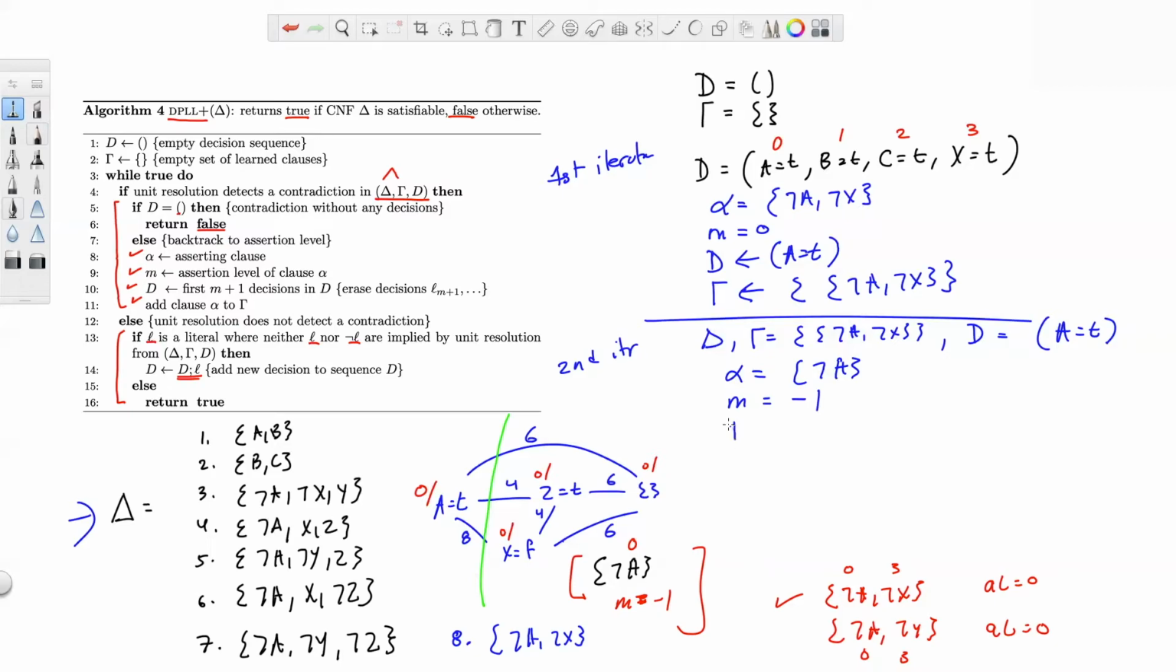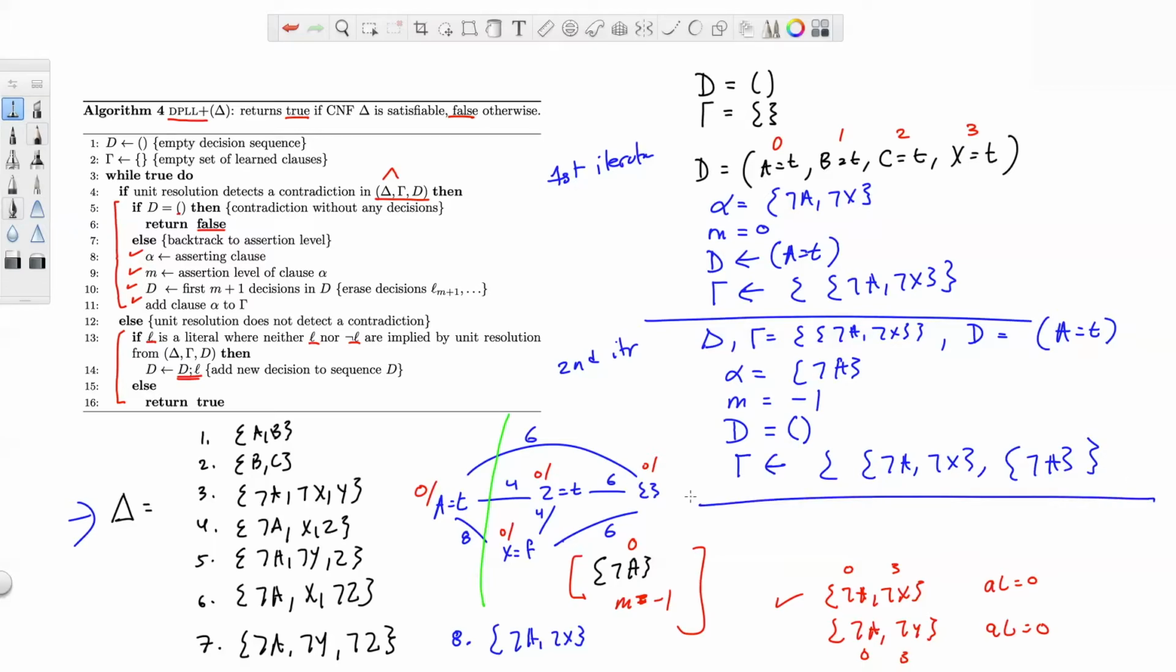Let's see what happens to the decision sequence. We keep the first -1 + 1, so 0, decisions, which means the sequence is empty. I'm erasing the decision A equals true, and now my augmented clause set ends up being not X and not A. This is what happens in this case. I finish this iteration and go back to execute the third iteration. What happened is that I effectively learned that A must be false, because I learned this unit clause. You'll have to continue with this example.